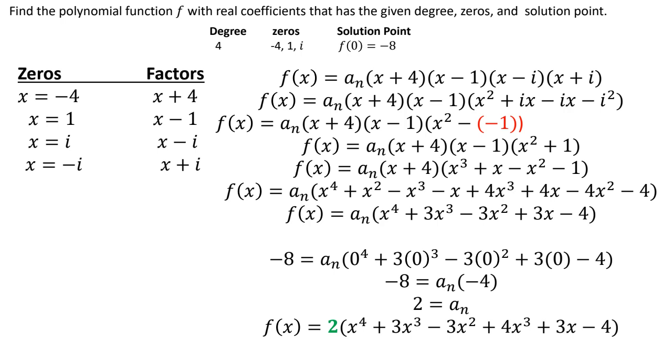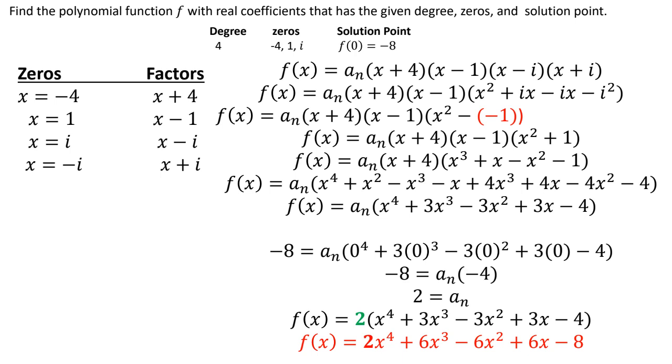So we plug it back in. We get f of x is equal to 2 times all of this polynomial. And last, we just distribute the 2 in the parentheses, and we end up with 2x to the fourth plus 6x cubed minus 6x squared plus 6x minus 8. And so if you were to find the zeros of this polynomial function, then this would be the zeros for it. So we just went backwards.